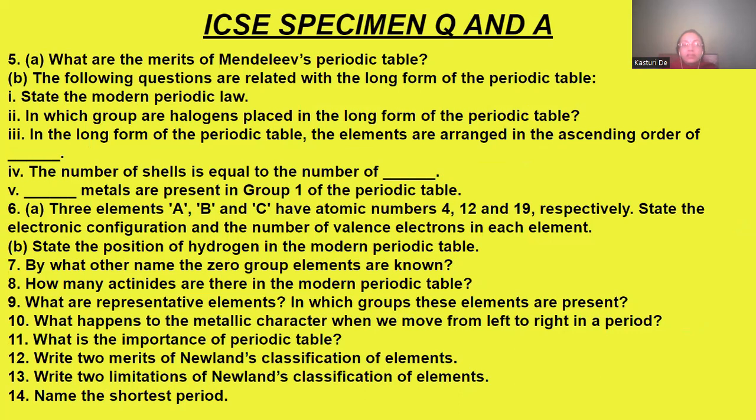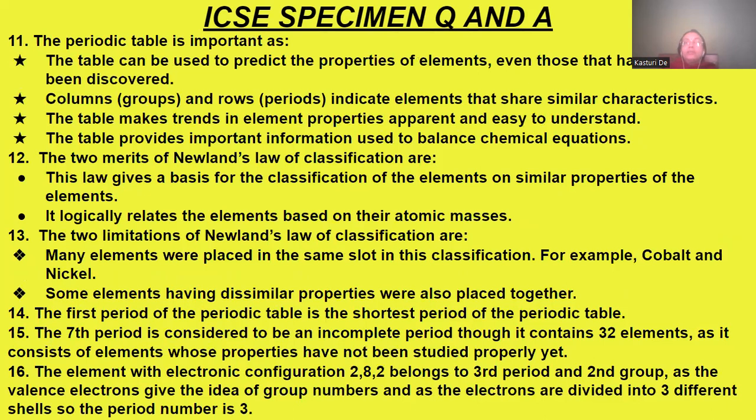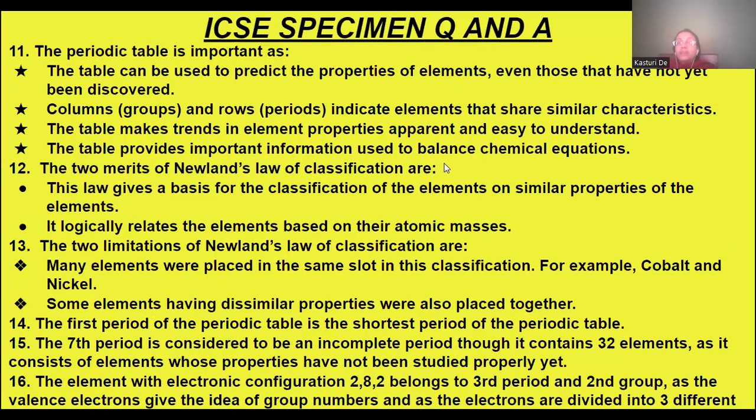Next is, what is the importance of the periodic table? The periodic table is important for us, we know it, but what is the importance? The table can be used to predict the properties of the elements. We can predict the properties of the elements from the table, even those which were not yet discovered. Still, their properties can be estimated and predicted from it.